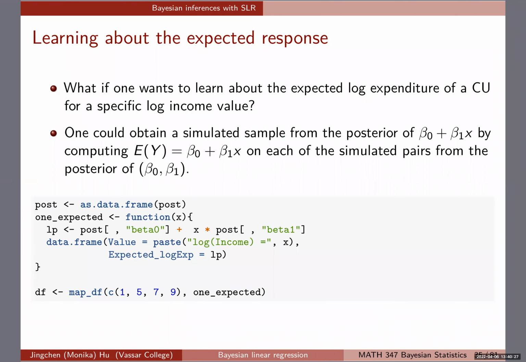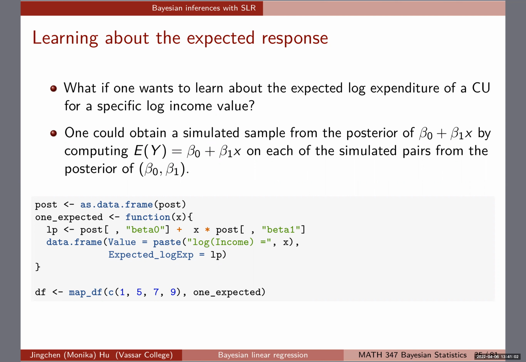Another type of Bayesian inference is, of course, trying to learn about the outcome variable, because at the end of the day, the regression analysis that you can do, regardless of whether you're using a Bayesian or frequentist method, lets you learn something about the mean of the outcome. So what if one wants to learn about the expected log expenditure of an ACU? That's the outcome variable, yi, for a specific log income value, which will be the xi value. If I know a consumer unit's log income value, that's their xi, I want to know the expected outcome of their yi.